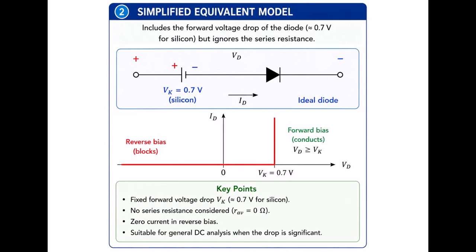This model is widely used in general direct current circuit analysis. It is particularly useful when the 0.7 volt diode drop is significant compared with the supply voltage. For example, in a low-voltage rectifier, ignoring the diode drop may produce a noticeable error in the calculated output voltage. In such cases, the simplified model gives a better estimate than the ideal model.